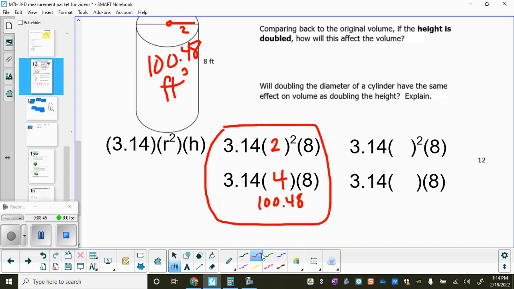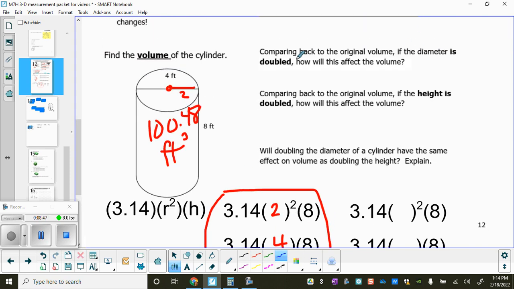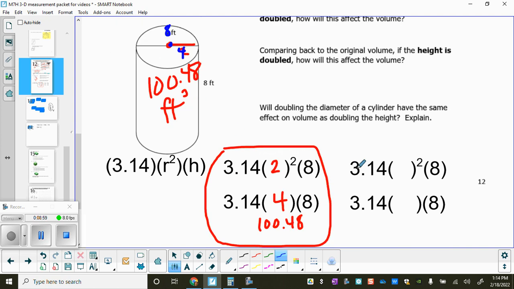Okay. Now, if the diameter gets doubled, that means the 4 across now turns into an 8 across. So the new radius is a 4. Now careful here, y'all. If I put in my new radius and 4 gets squared, this is now a 16.